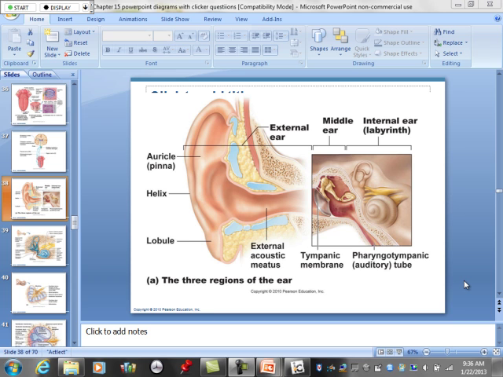Okay, so we ended up talking about some of the anatomy of the external, middle, and internal ear last class. Any questions on that so far? Nothing?